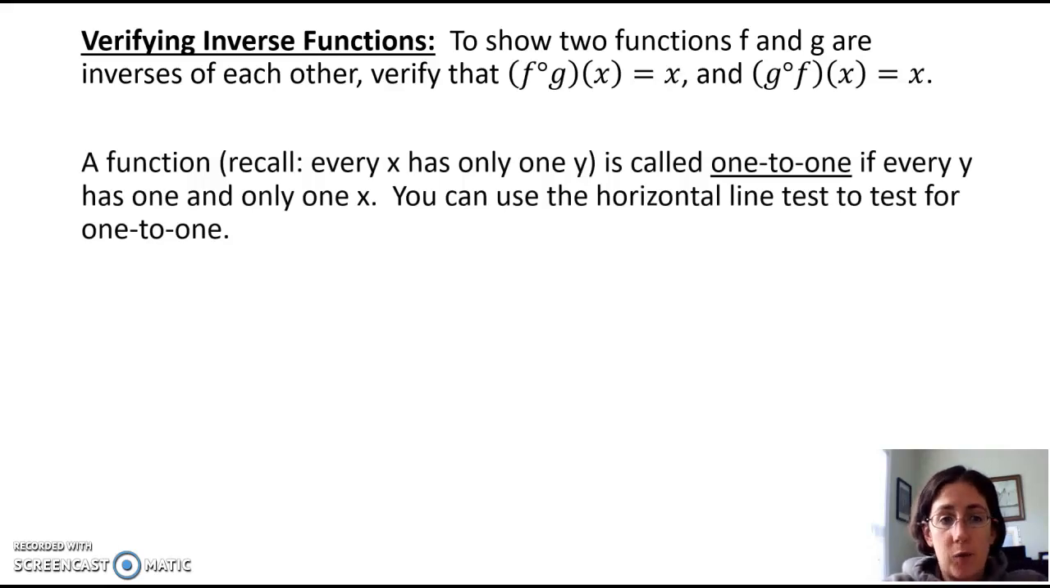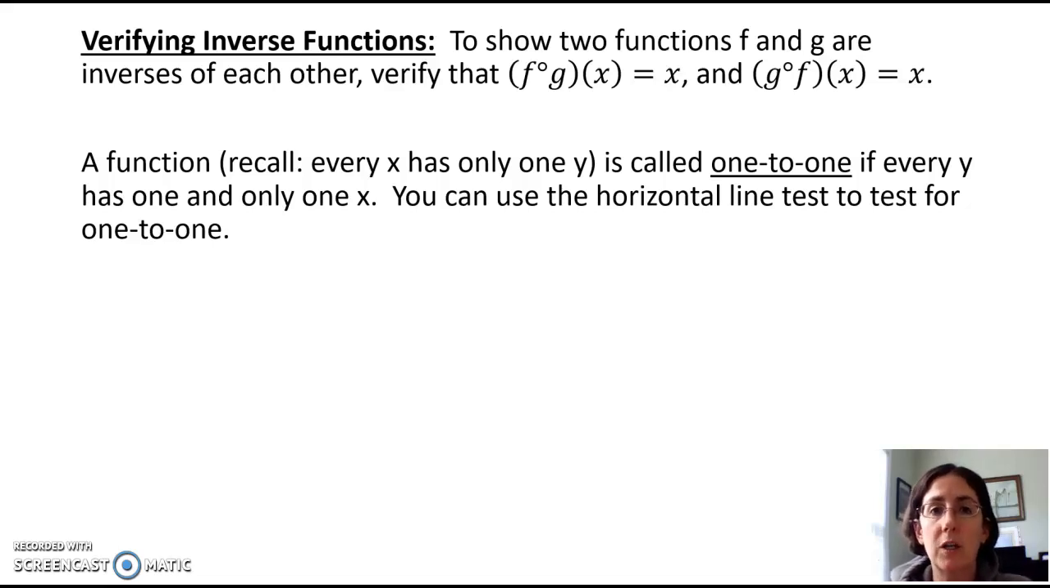So, a definition for you. A function, remember, every x has one y, but we talked about how in a function different x values could give you the same output y. Well, a function is called one-to-one if every y has only one x. So, like with a function where we can use the vertical line test to tell if it's a function, we can use the horizontal line test to show that it is a one-to-one function.